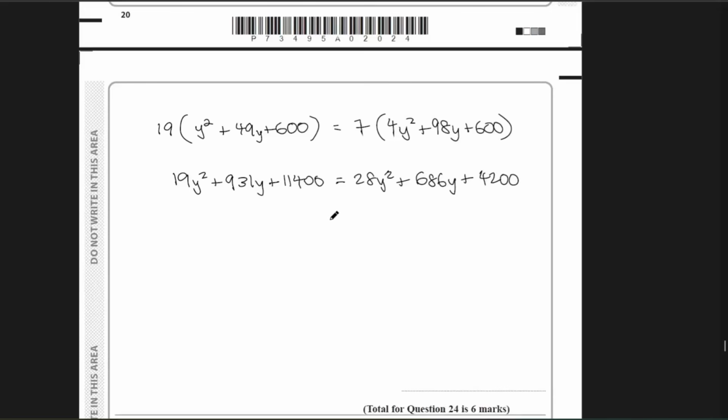We'll need to bring all the terms on one side. So 28 minus 19 would be 9y squared. 686 minus 931 would be minus 245y.